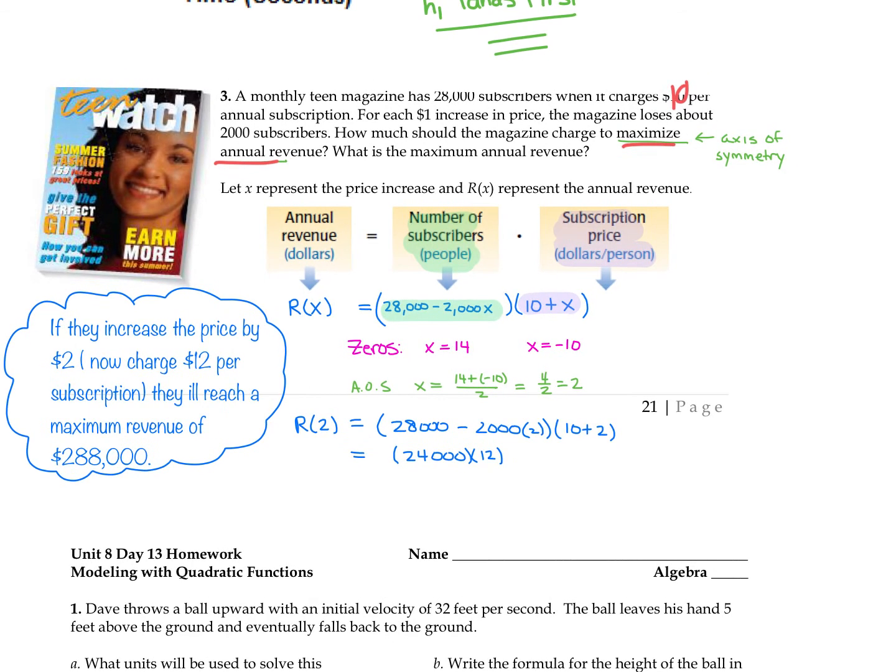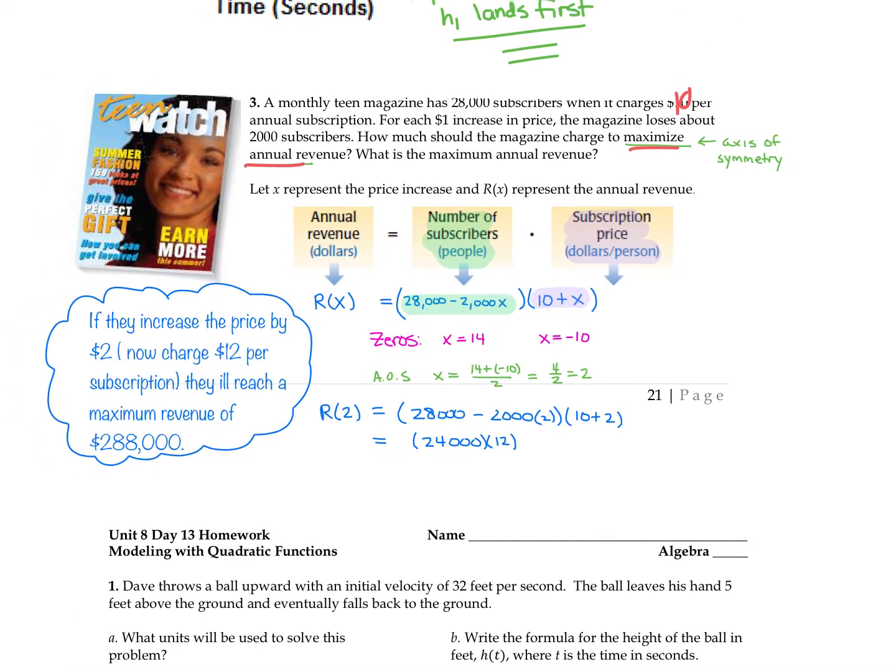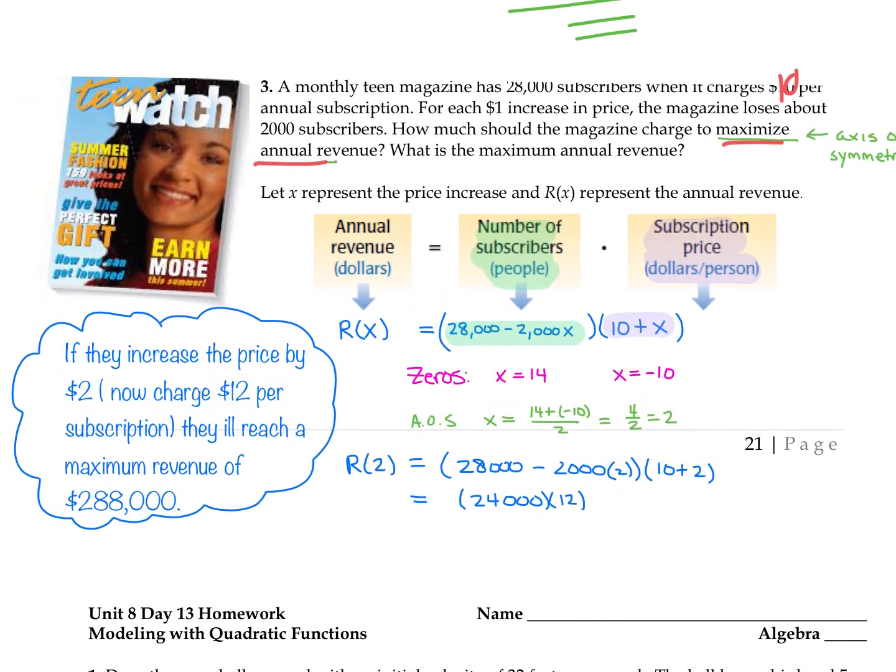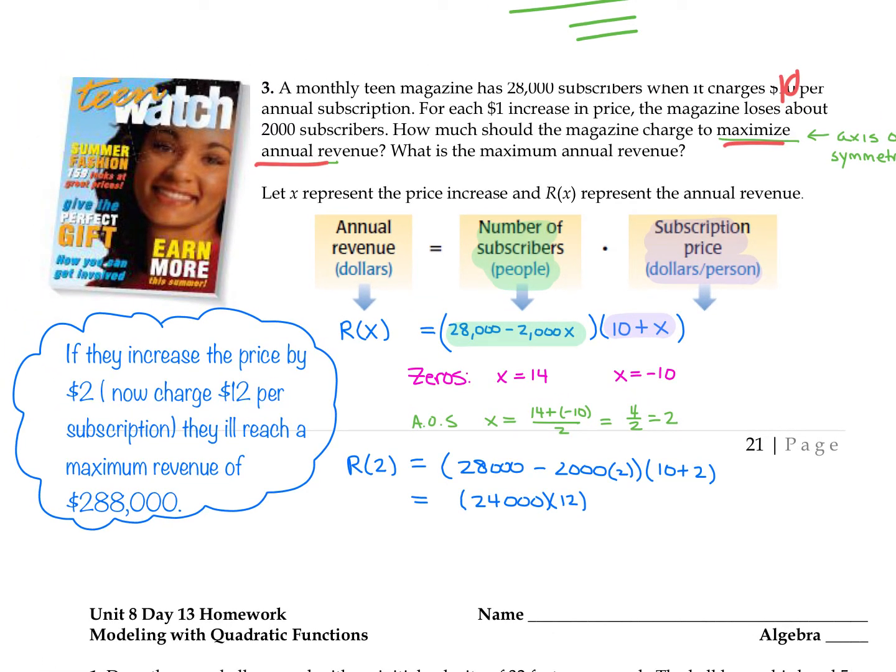So basically, it says the annual revenue is the number of subscribers times the subscription price. So we filled this in. Our revenue, R of X, is equal to our subscribers, our start, minus 2,000 for every $1 increase, but we don't know how many dollars yet. And then times 10 plus X, $10 plus however much we increase it by. So they gave that to you.